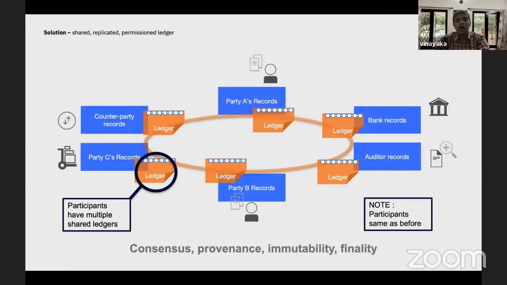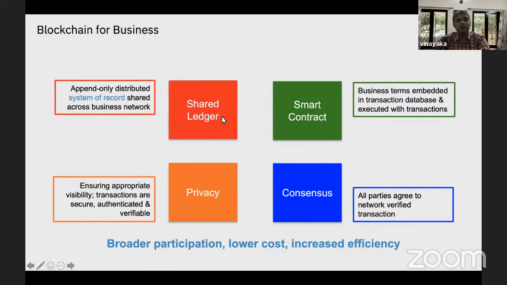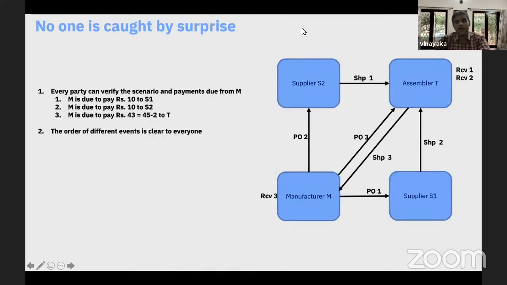So just to wrap up: shared ledger, smart contracts, consensus. We talked enough about it. But in the business world, we also require privacy. Let me go back to the example we had here.